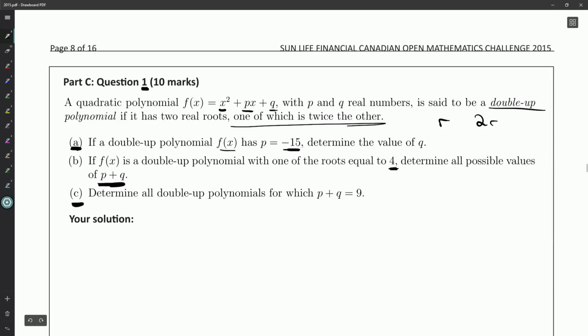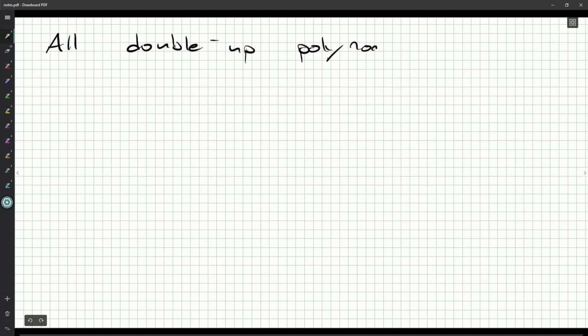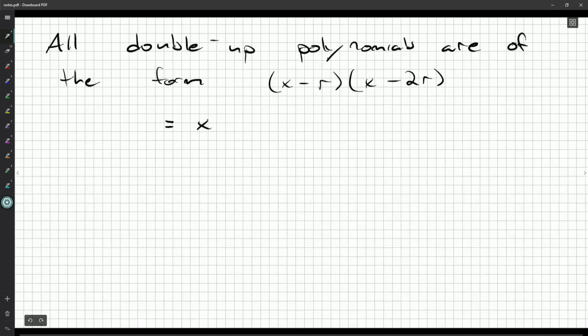Now let's finish off the whole question with C part. Determine all double-up polynomials for which p plus q is equal to 9. Alright, well, all double-up polynomials are of the form x minus r, x minus 2r. That's the definition. Okay? That one root is doubled, and that becomes the other root. So this becomes x squared minus 3r x plus 2r squared, as was already pointed out.